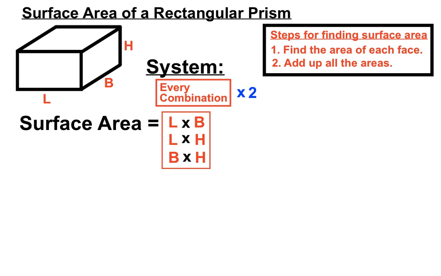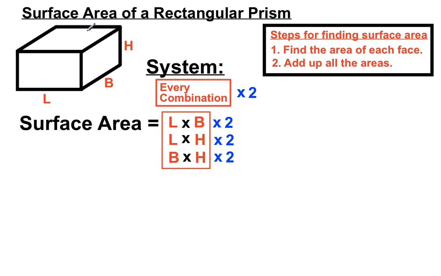Now I'm going to multiply each of those combinations by 2. You might be thinking, why is he multiplying every combination by 2? Let's have a look at the length times the breadth. It's the floor of that rectangle, length times breadth. Now I think you'll agree there's another area exactly the same size as that floor on the opposite side of that prism, and that's the roof.